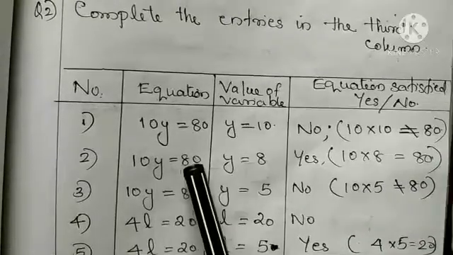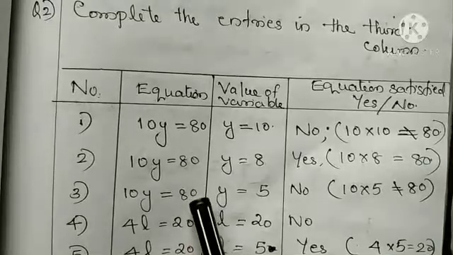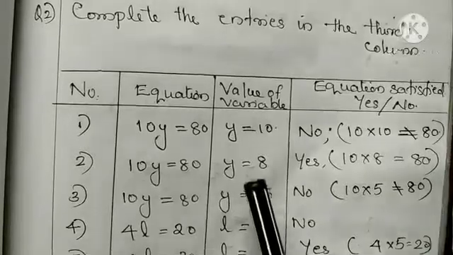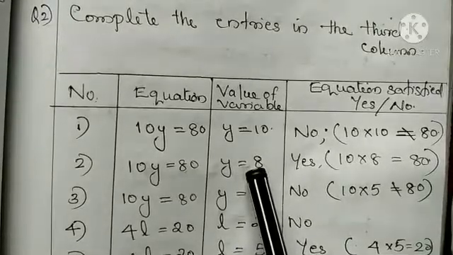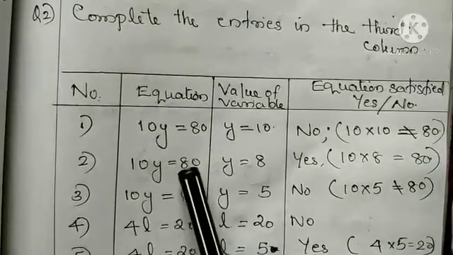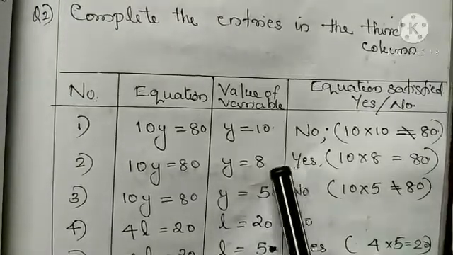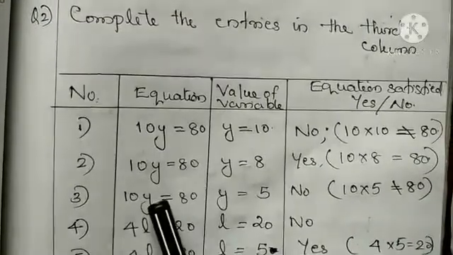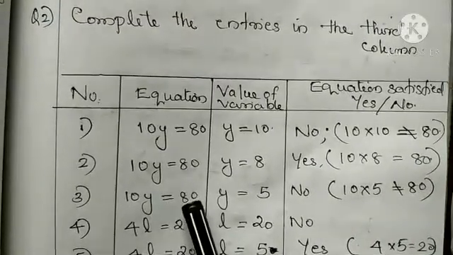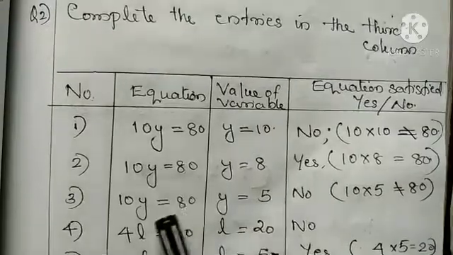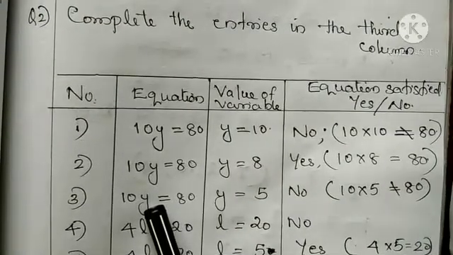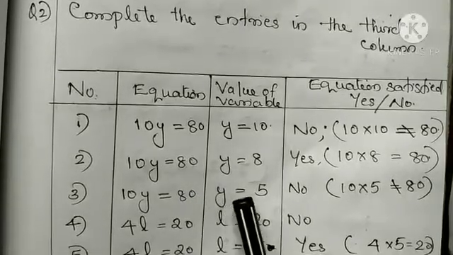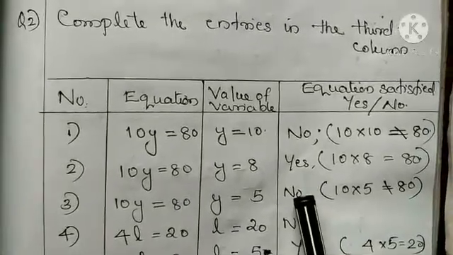Next one, 10y is equal to 80, same equation. These three are same equations, but the values are varying. Y is equal to 8. 10 into 8, 80. So this value is satisfied this equation. Okay. Next, 10y is equal to 80, y is equal to 5. If we substitute y here, 10 into 5, 50, not equal to 80. So this value is not satisfied in the equation.